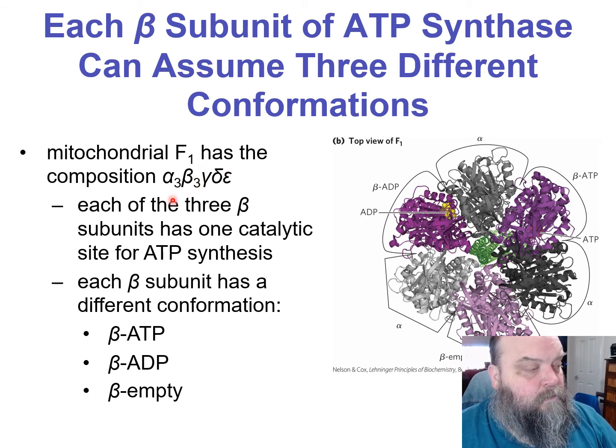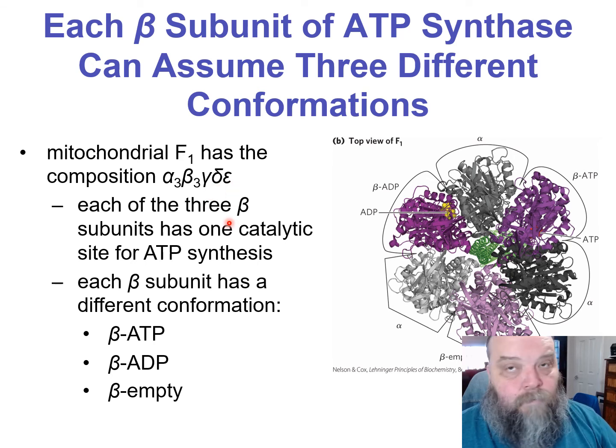The F1 subunits: 3 alpha, 3 beta, gamma, delta, and an epsilon. Each of the beta units is one catalytic site for ATP synthesis. The betas change shape: beta ATP, beta ADP, beta empty. Notice the ribbon models for the three states of beta show different structures.